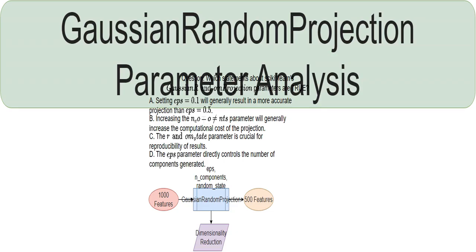This is the actual multiple-choice question that tests my understanding of the GaussianRandomProjection parameters and how they influence the dimensionality reduction process and its accuracy. I need to carefully evaluate each statement based on my knowledge of these parameters.